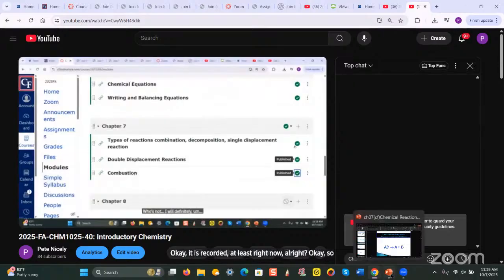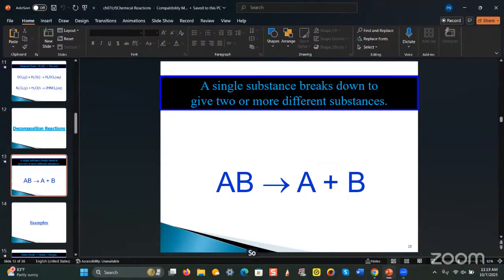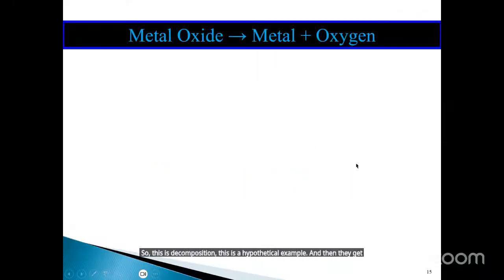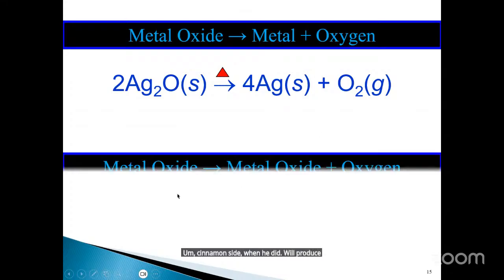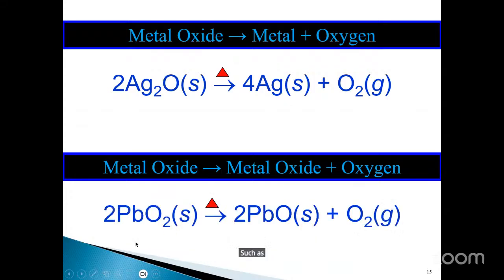Okay, so going back to the PowerPoint. So this is decomposition. This is a hypothetical example. And then to get to some real examples, silver oxide, when heated, will produce silver and oxygen. And that's a case of a metal oxide breaking down to form a metal and oxygen. You can also have a metal oxide breaking down to form another metal oxide and oxygen, such as the heating of lead 4 oxide to form lead 2 oxide and oxygen.